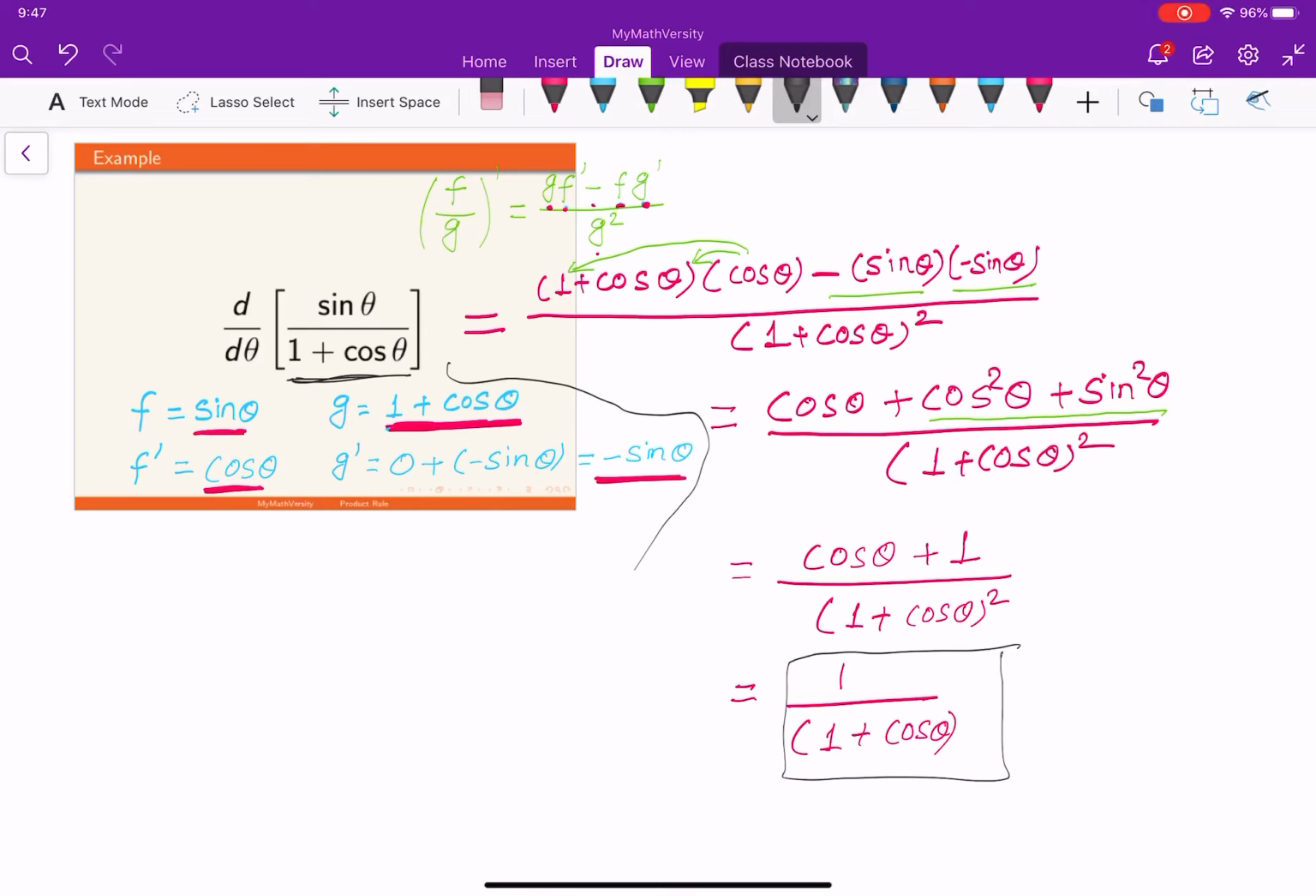If it's not necessary to simplify, you can say this is the derivative. We have a couple of other alternative forms, but this seems like the simplest form. So we are done with this.